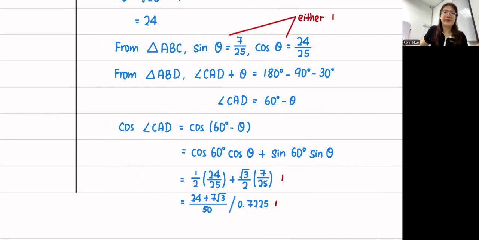And you get the answer. Either one, they are good. So this is my SPP 2025, paper 2, question 6, discussing Form 5, chapter 6, trigonometry.